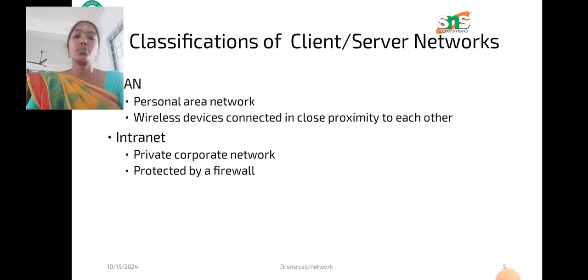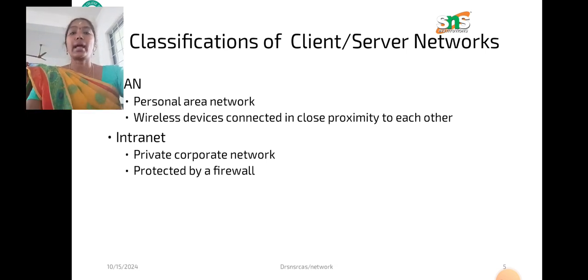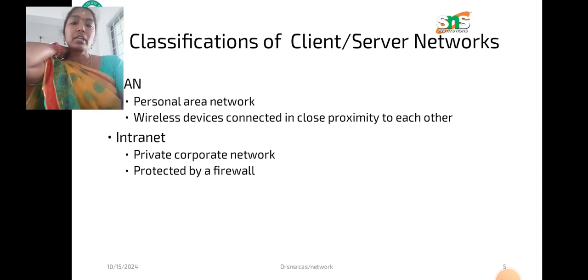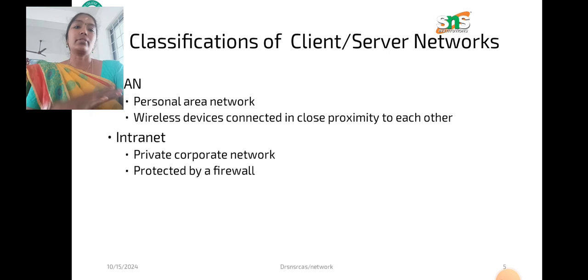So next we are going to see about the personal area network, that is PAN, wireless networks connected in close proximity to each other. That is, in a home itself they used a WLAN, that is Wi-Fi and wireless network, and it is used by many people.